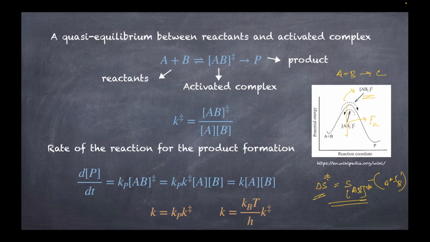Now we have to impose the transition state theory approximation here. In transition state theory, it is generally assumed that the activated complex, AB double dagger, and the reactant molecules, A and B, are in equilibrium with each other.